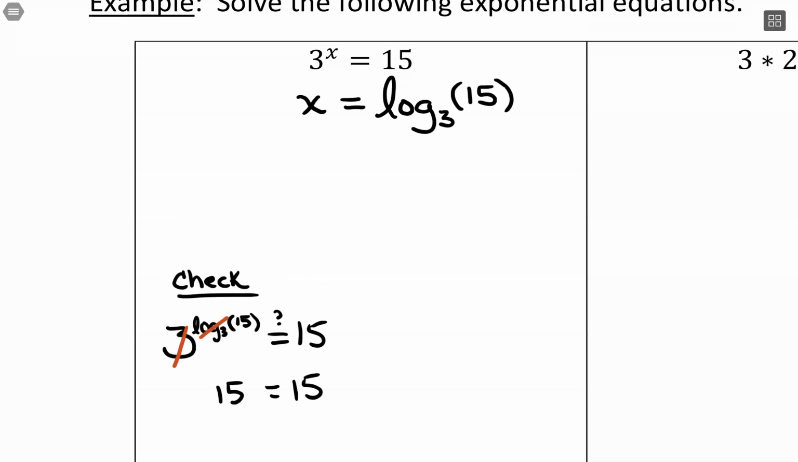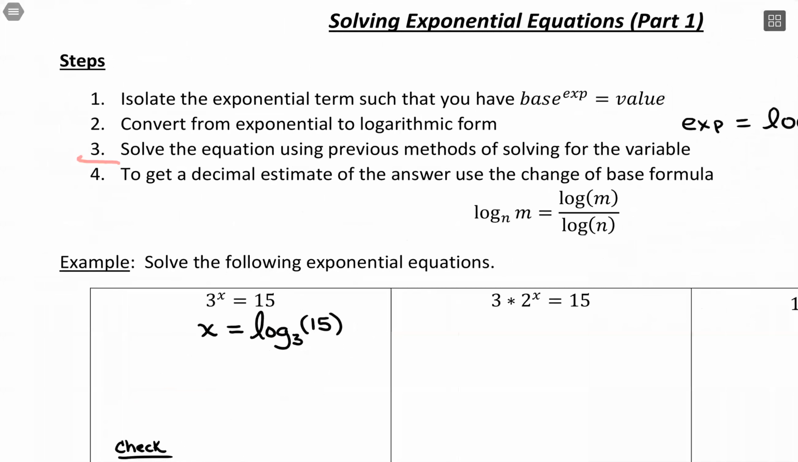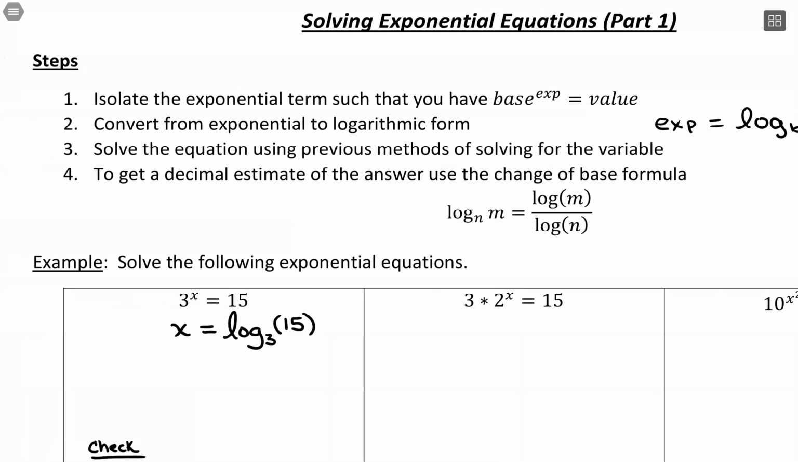Now, something we're going to want to do here, though, is look at the rounded answer, the decimal form of the answer. We'll want to see that, especially as we get into word problems. So this is where our change of base formula comes in. Step 3, solve the equation using methods. We didn't really have to do any solving here because it was just x for our exponent. We'll see that come in this third example where we'll have to do some stuff with x once it gets out of the exponent.